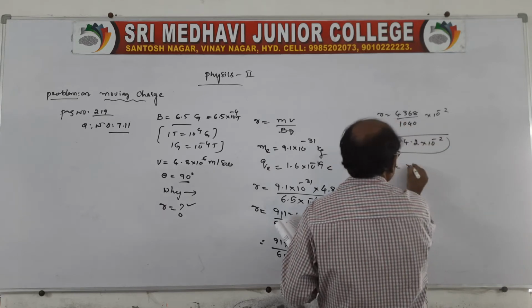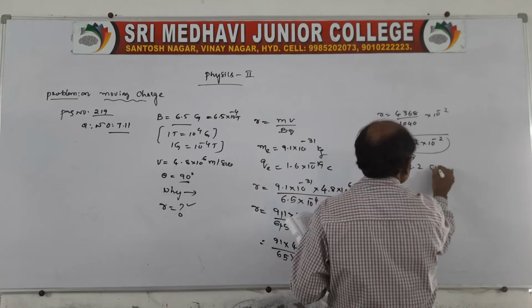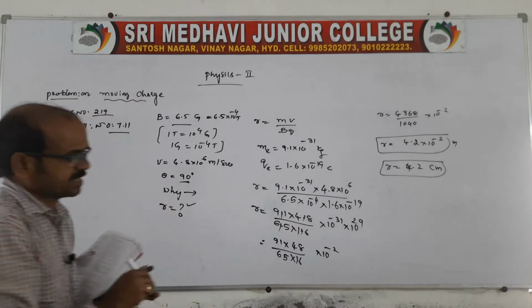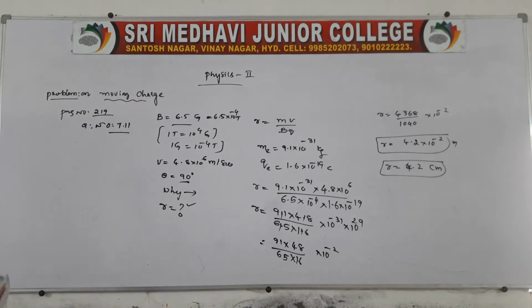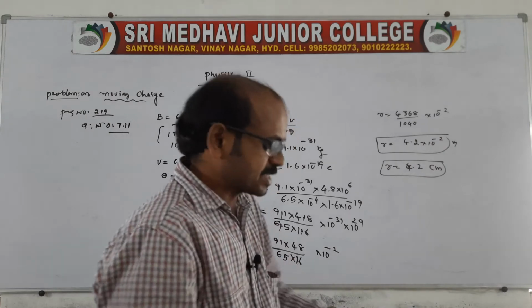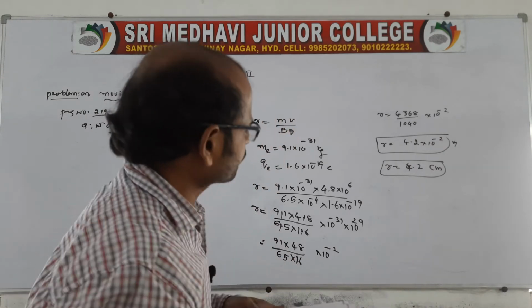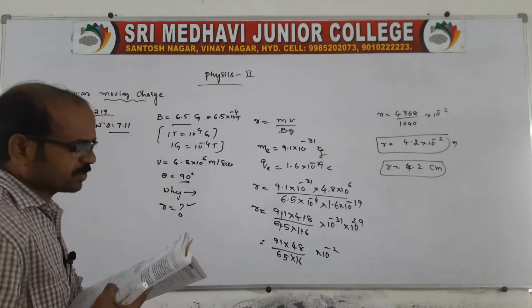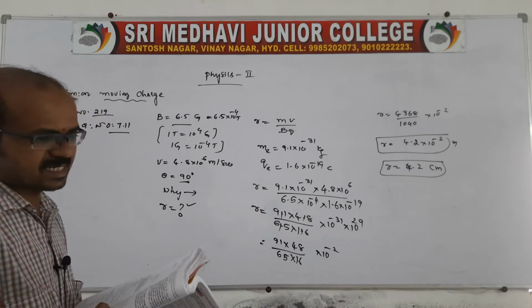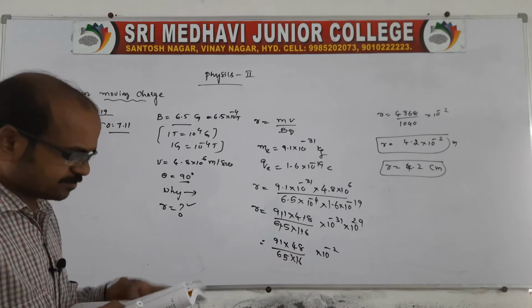So it is 4.2 in centimeters, since the power of minus 2 makes it centimeters rather than meters. This is the radius of the circular path when the particle enters perpendicular. The answer is approximately 4.2 centimeters. In the book it is given as 4.4, but roughly we can say it is the same answer.